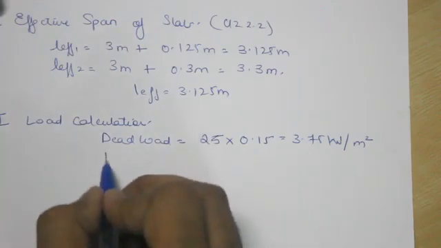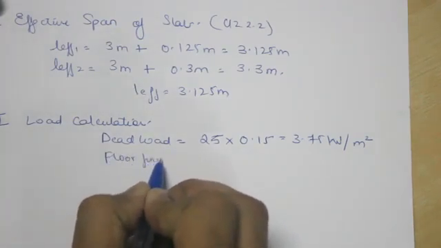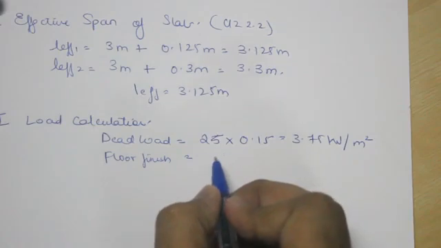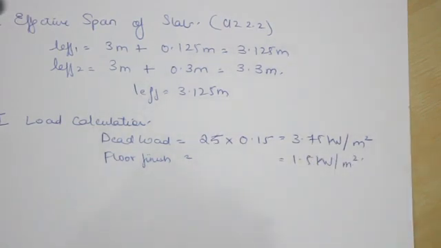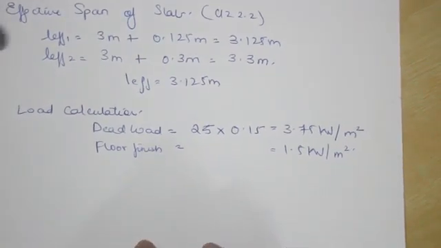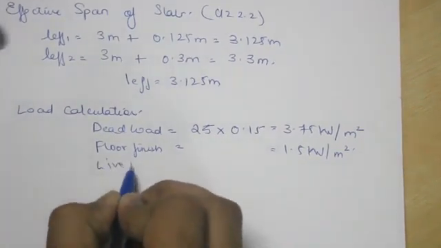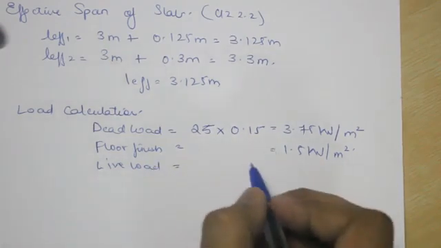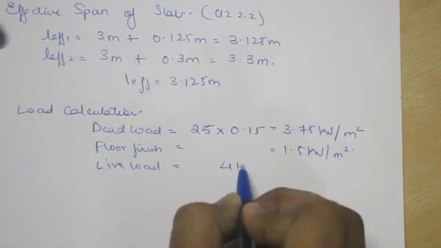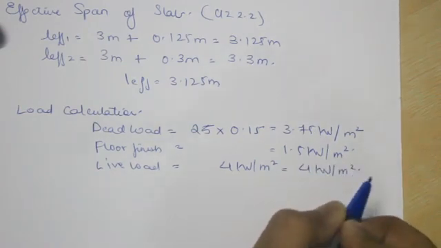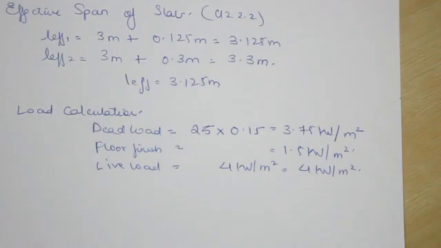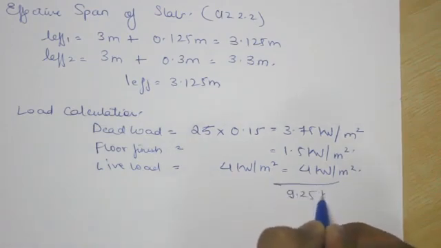Okay, and the floor finish is given to us as 1.5 kilonewton per meter square, and the live load is not given to us, so we'll just assume a live load. So the live load is, let's say, 4 kilonewton per meter square. So if we add all these up, we will get 9.25 kilonewton per meter square.